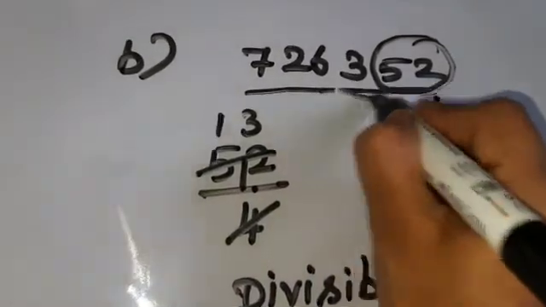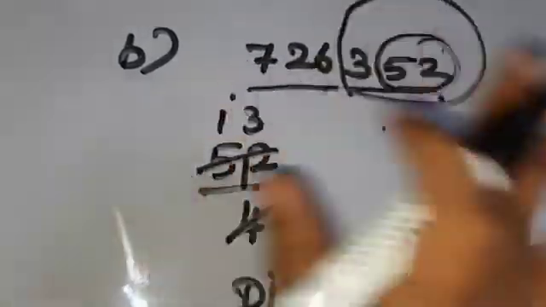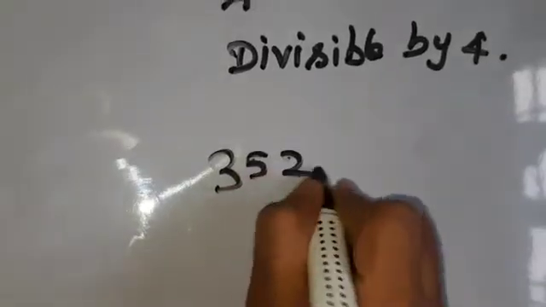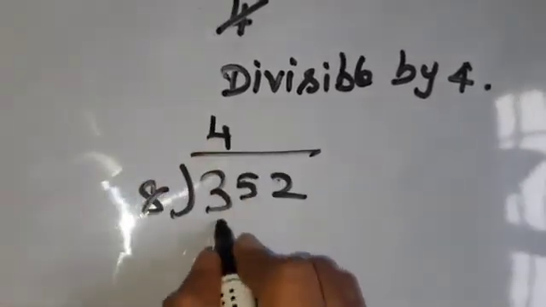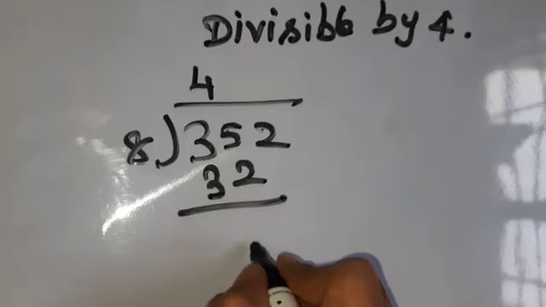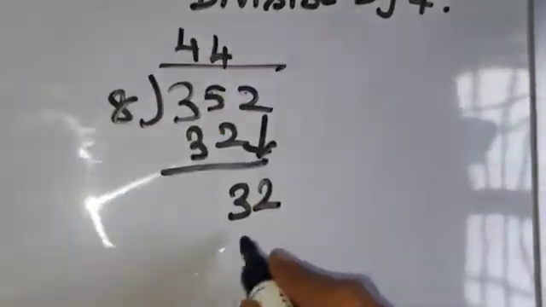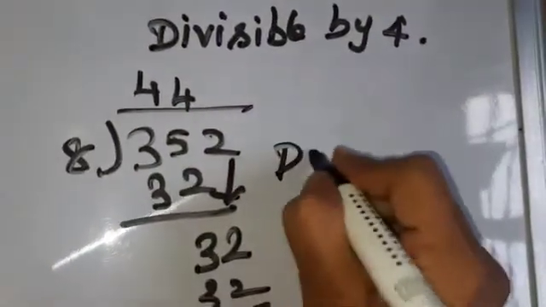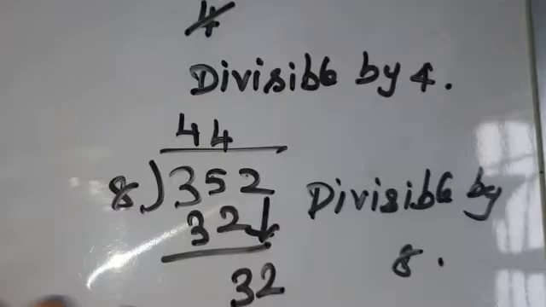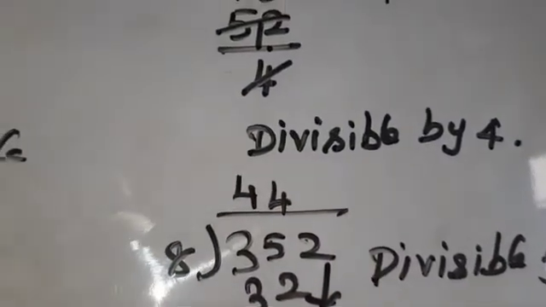Now let's check for divisibility of 8. What we have to do? We have to select the last 3 digits of the given number and check with the actual division method. 352 divided by 8. 8 fours are 32. 3 is remaining. We are taking the 2 down. 8 fours are 32. So the remaining is 0. So the given number is divisible by 8. In this same format only, you are going to solve the next problem.